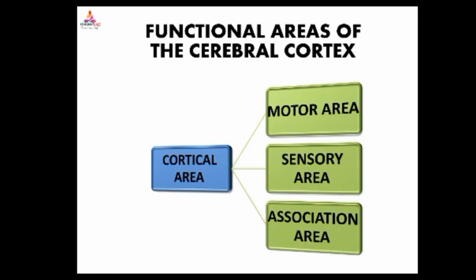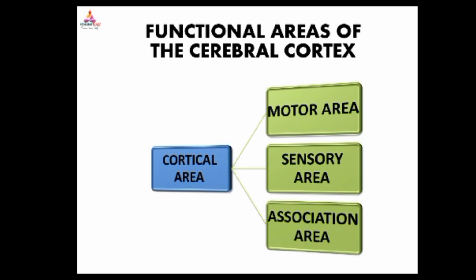Next, functional areas of cerebral cortex. The cerebral cortex is demarcated into a large number of areas which differ from each other in structure as well as in function. Brodmann, in 1909, divided the cerebral cortex into 47 areas and indicated each of them by a number.